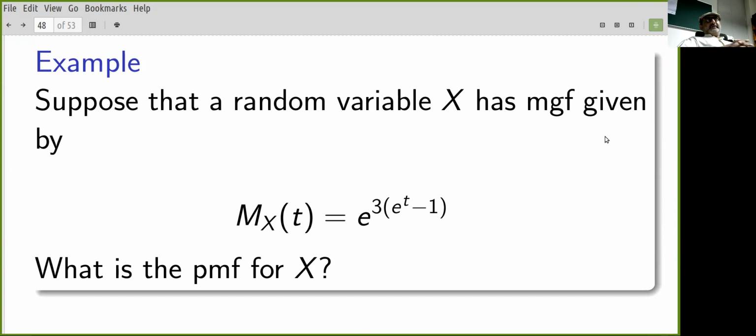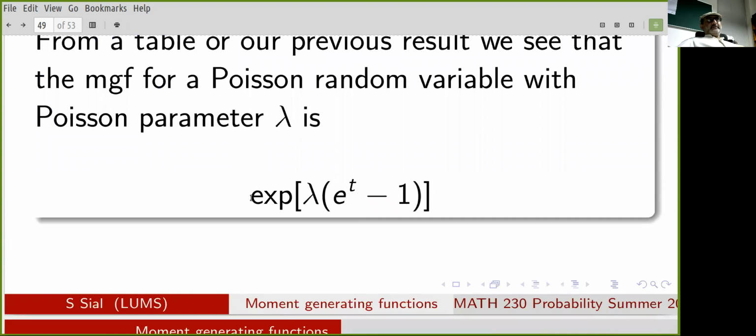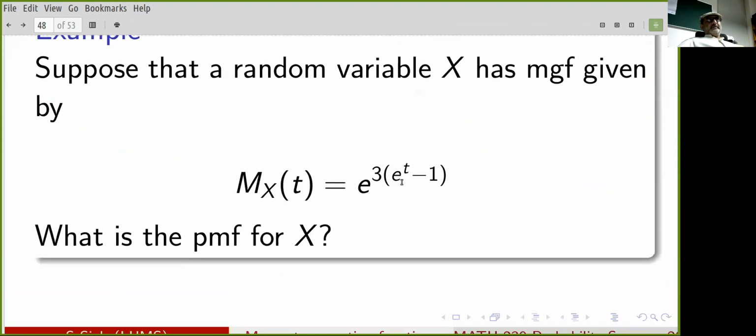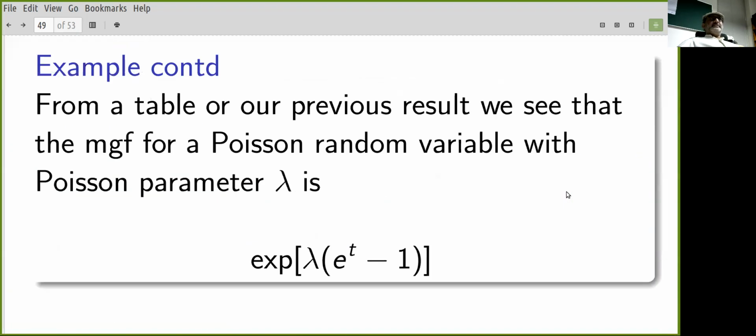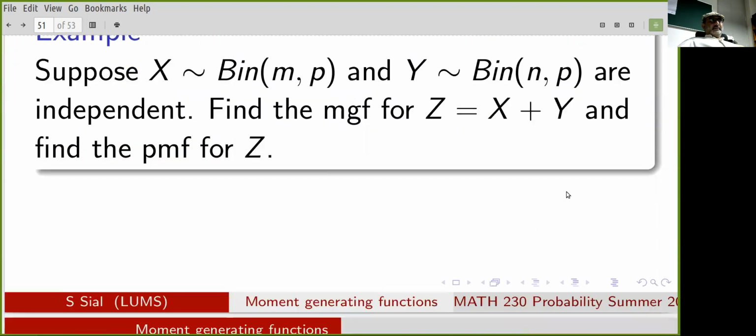Okay. Supposing that a random variable x has an MGF given by m sub x of t equals e to the 3(e to the t minus 1). What is the PMF for x? Okay, so what you do is you say, what do the MGFs of various random variables look like? And you say, well, for the Poisson random variable, we said it was the exponential of lambda(e to the t minus 1). So this MGF is the MGF for a Poisson random variable with parameter lambda equal to 3. So once you know that, you say, well, what's the PMF for a Poisson random variable?